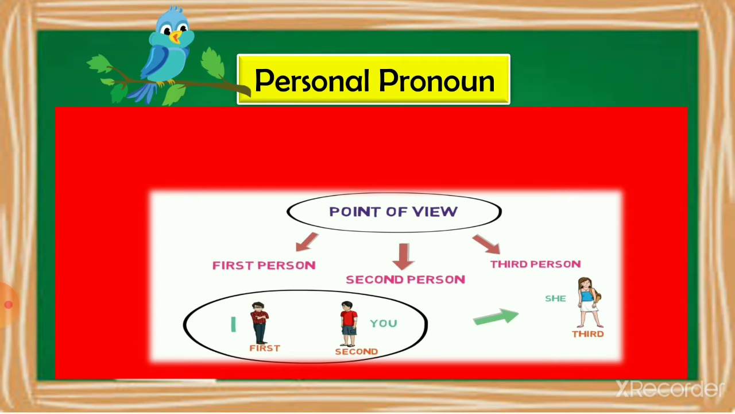Okay, suppose Ram speaks to Sham that I know you and I want to tell you about Richa. She is a very good girl. So here, I is the pronoun used for Ram himself. You will be the pronoun used for the second person. And she will be the pronoun used for the third person, who is not there. Right? So this is how the personal pronouns are used.